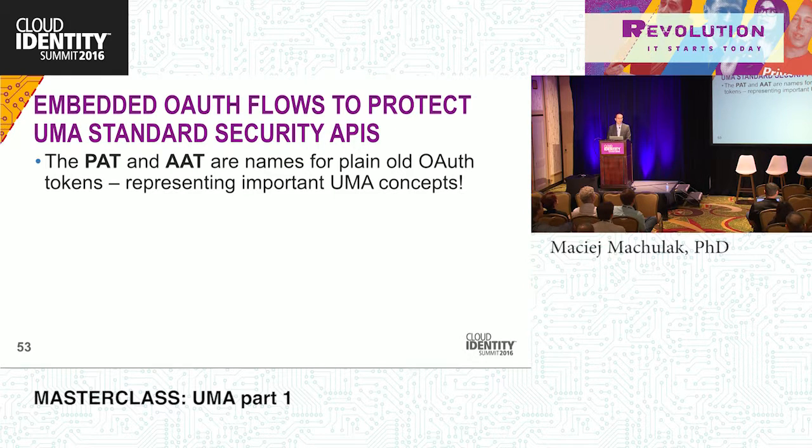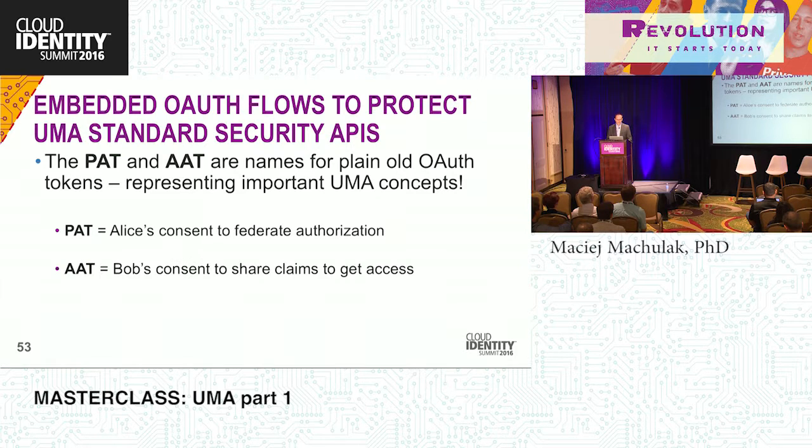So the protection API token and the authorization API token are simply names for plain old OAuth tokens, but they represent a very important concept in UMA. The protection API token represents the consent of the resource owner to federate authorization, so to externalize authorization from a resource server. And the authorization API token represents the ability for the client to talk to the authorization server and negotiate access.